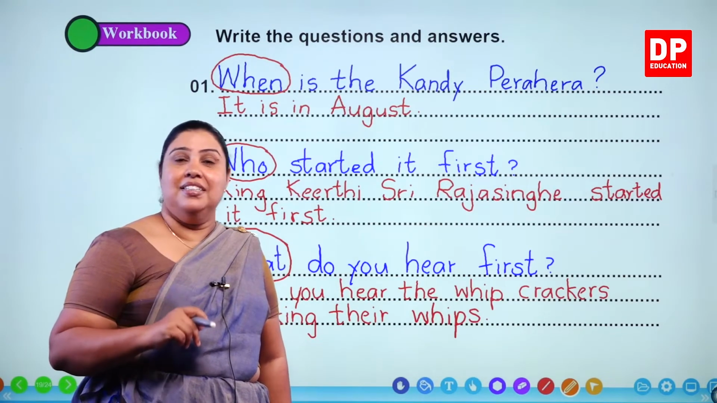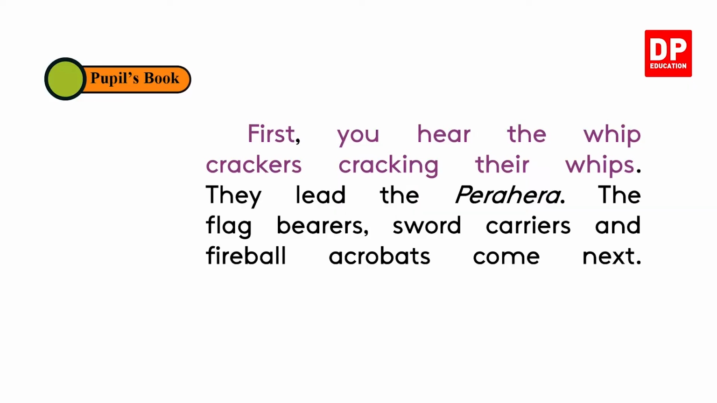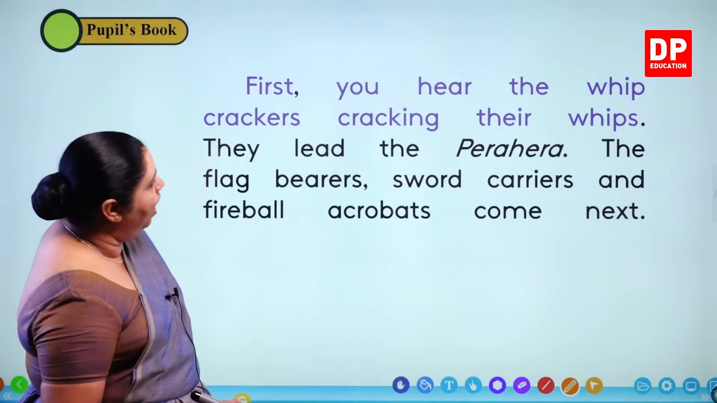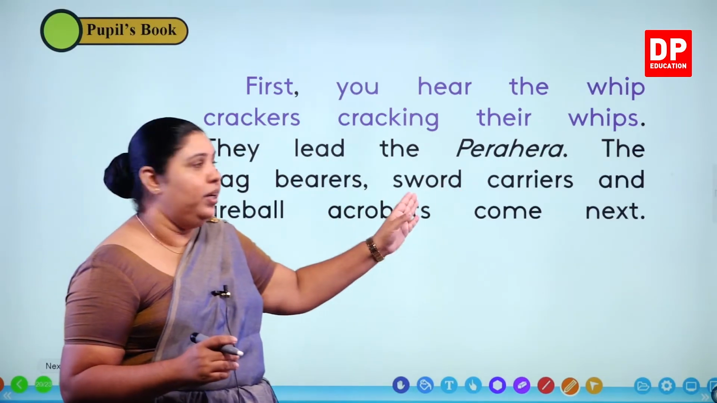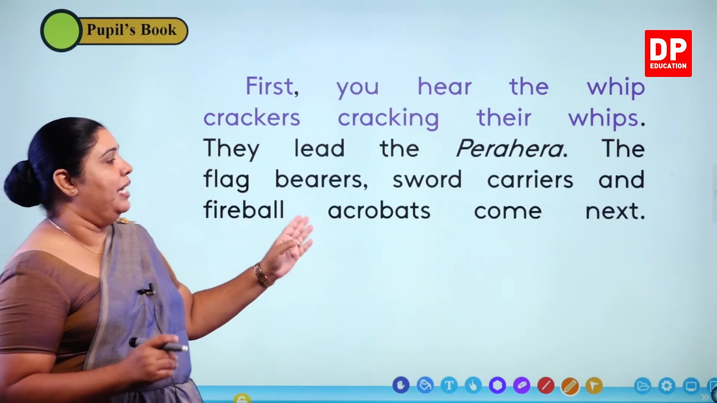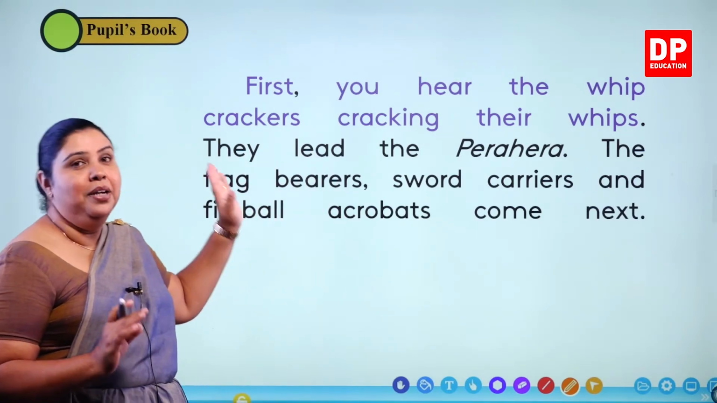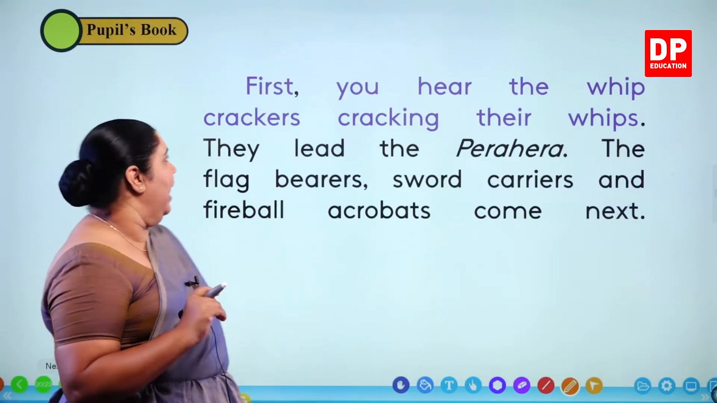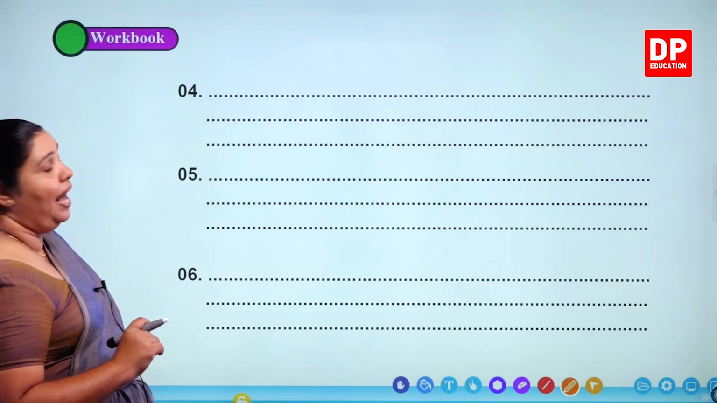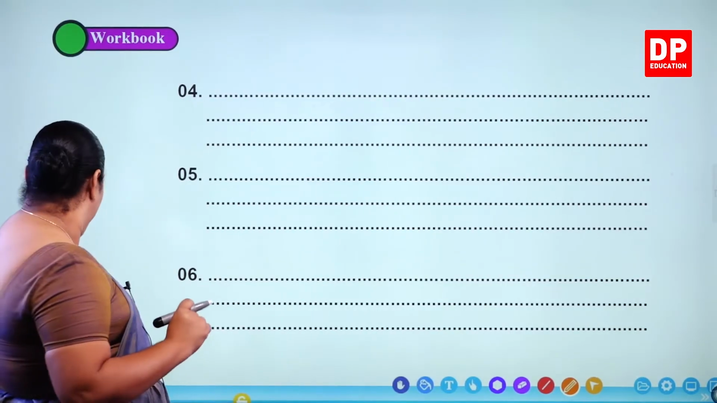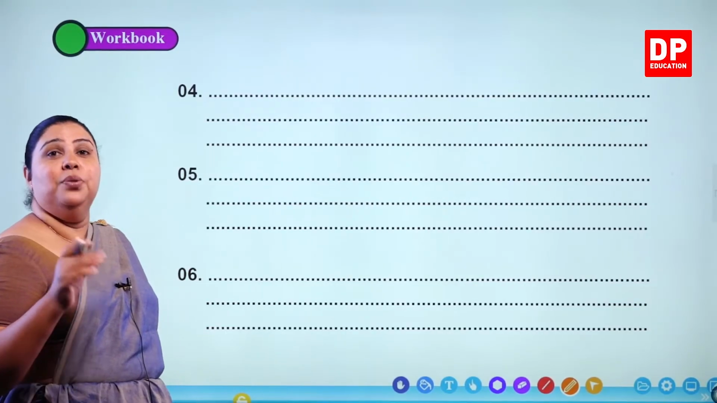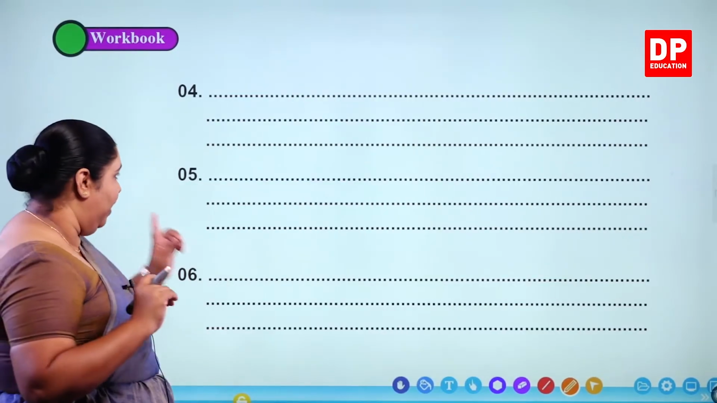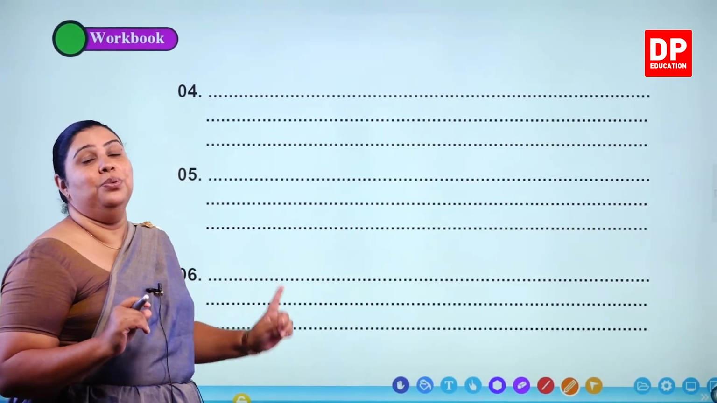We have our next set of questions. Can you see? First, you hear the whip crackers cracking their whips. So our answer has come. Now, can you see? They lead the Perahera, the flag bearers, sword carriers, and fireball acrobats come next. There we had the purple color sentences. So, now we have completed that. Then we have some more questions to write. So you have to fill the other 3 as well. Now in your workbook, you have 6 questions. So we have completed 3 and now we are going to do the other 3.